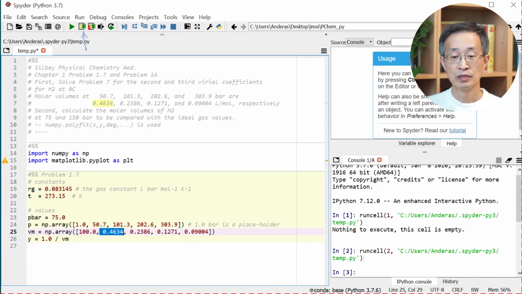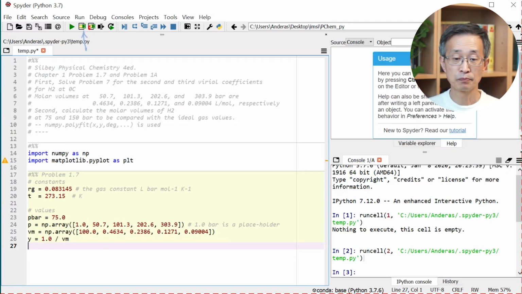Okay, and then we are going to have the Y value, which is reciprocal molar volume. This is very conveniently done for the array. In Python, you just do this type of expression, which will give you element-wise division, which is just the reciprocal of each element contained in this array. Okay, so Y is reciprocal volume.